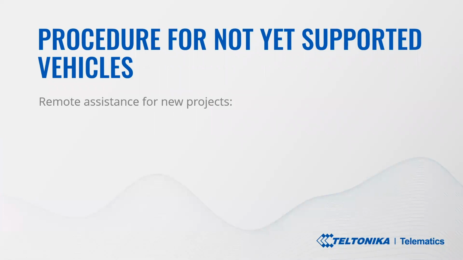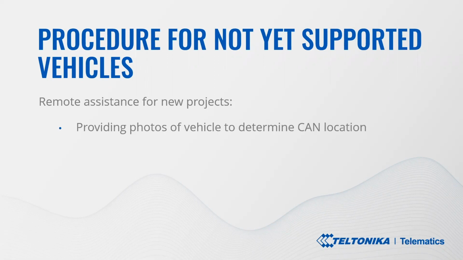Remote ways of assistance for new projects. When there is a demand for a new vehicle, we are able to request our team to research it and have it tested, or alternatively to specify at least the location of the CAN bus. In case of such a request, we usually ask for photos of the vehicle, the connectors that are found there, usually in the OBD port location.